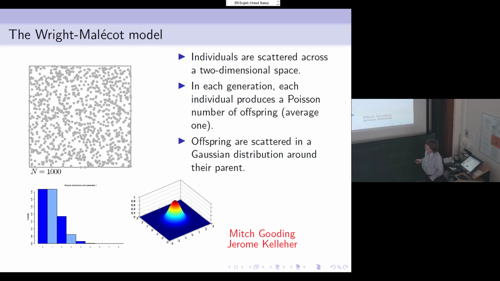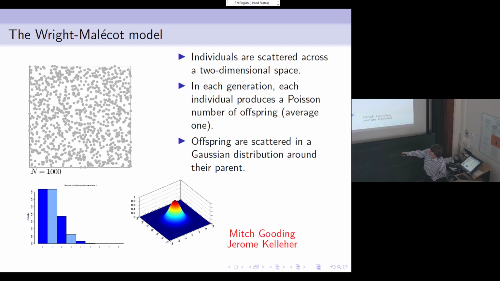And this model was introduced by Wright and Malécot in the 1940s, and the idea really was to generalize the Wright-Fisher model to a spatial context in the most obvious way. So our population evolves in discrete generations. We suppose that to start with, individuals are just scattered uniformly over two-dimensional space. So this is a Poisson process with a constant intensity.